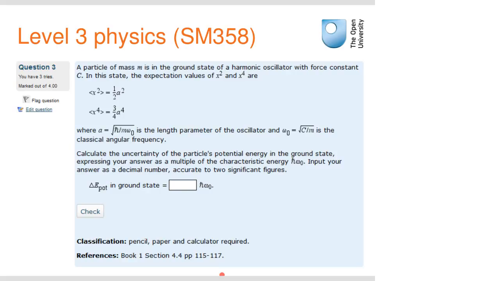Although I'm going to talk about this one quantum mechanics course, there are actually four third-year physics courses at the OU. And the data from all four courses is very similar. So although this story is about one particular module, it actually applies in the four modules at the end of the physics degree.